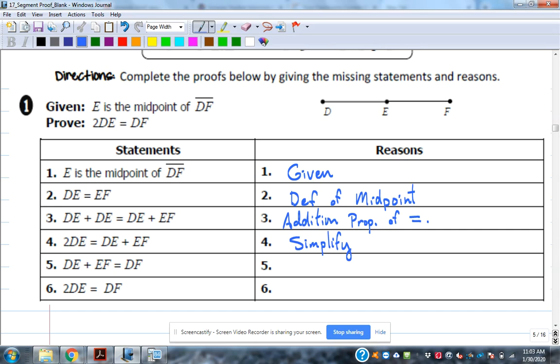So segment addition, because look at your picture here. You got DE right here, and then EF right there, and together those two make up DF. So that is segment addition.